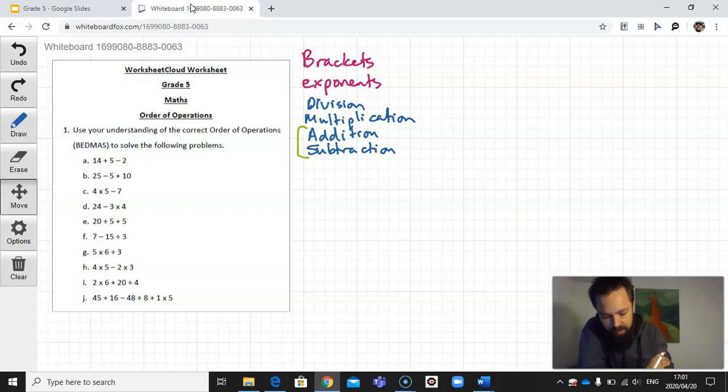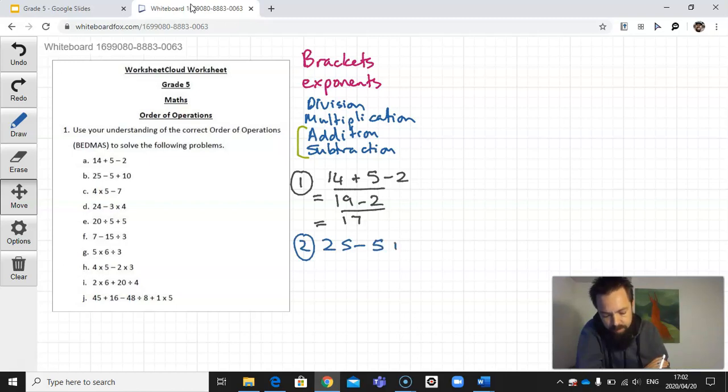Okay, so having a look at number 1, I'm going to do them on the side so there's enough space. 14 plus 5 minus 2. I'm going to underline the things I'm doing. So we've only got plus and minus, so I go left to right. Only got one thing left to do, 17. For 2, again, we only have minus and plus, or plus and minus, so we're going to go left to right. 25 minus 5 is 20. Answer is 30.